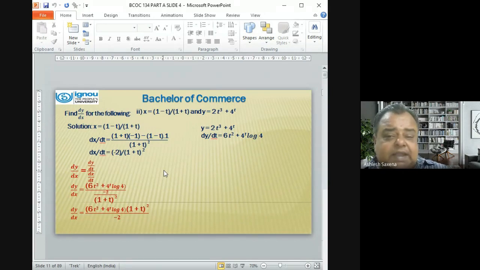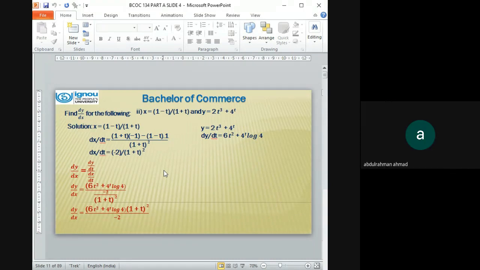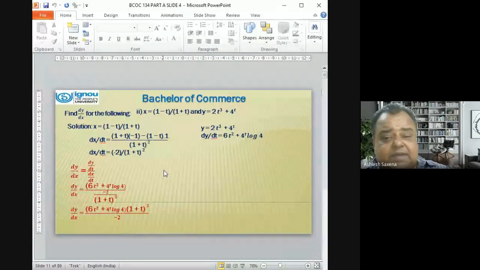So dx by dt will be (1 plus t) whole square in the denominator. In the numerator, it will be (1 plus t) into the derivative of 1 minus t. The derivative of 1 minus t will be minus 1. Minus (1 minus t) times the derivative of 1 plus t. The derivative of 1 plus t will be 1. So you are left with minus 2 divided by (1 plus t) whole square.